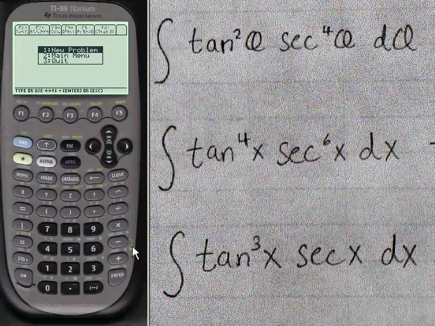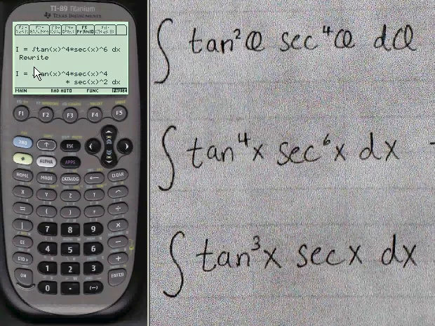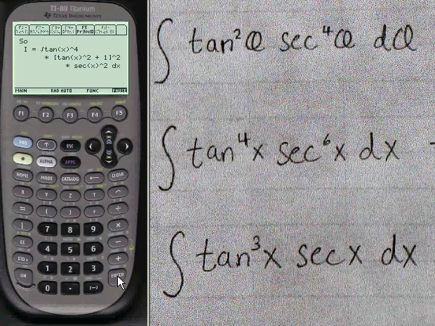Oh, let's do some more here. Let's do another one. Let's do tan 4 secant 6. Where's tan 4 secant 6? Let's go scroll down there. And we're going to rewrite it again. Break out secant squared out of there. We're going to rewrite it again. Another identity. Substitute the identity in there.